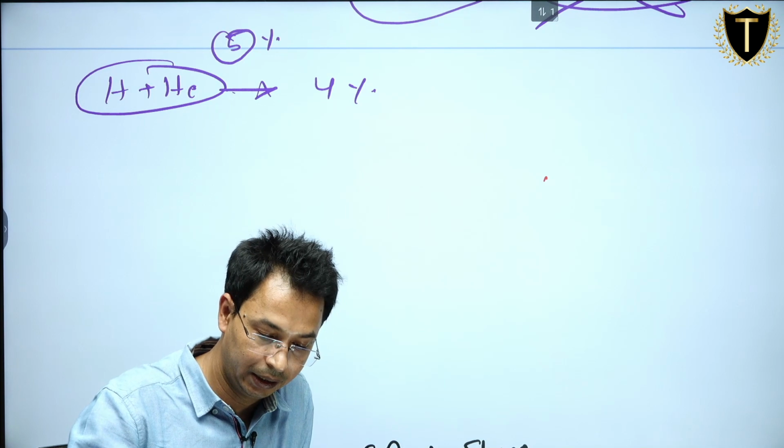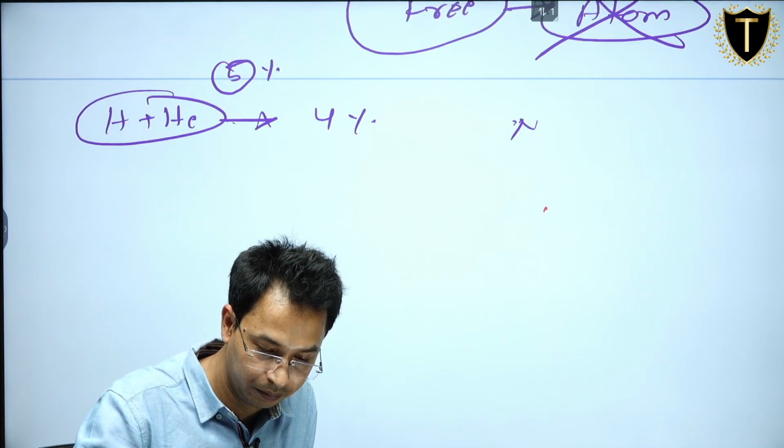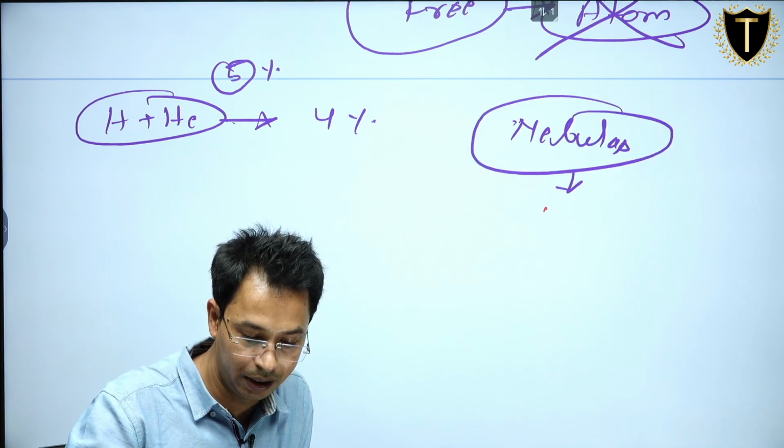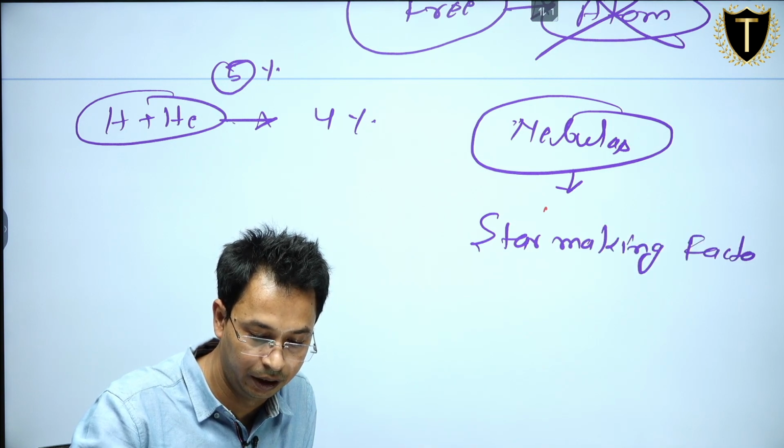Helium, and this hydrogen and helium is found in the nebulas, and this nebula is a star making factory.